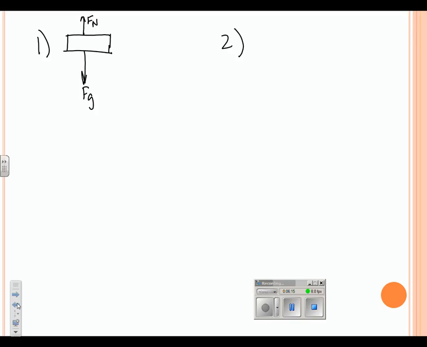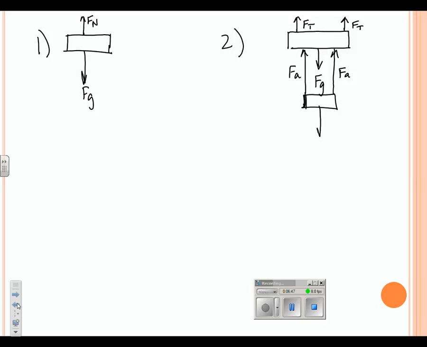Number 2, a girl is suspended motionless from a bar which hangs from the ceiling by 2 ropes. Well, the bar is here, and the bar would have to have 2 ropes going up, and that would be my F of t. Now, the bar also has an F of g value. Then I'm going to have my girl as well, and she's hanging, so she's going to have some F of a's here, because those are applied forces. Her hands or arms aren't really ropes.